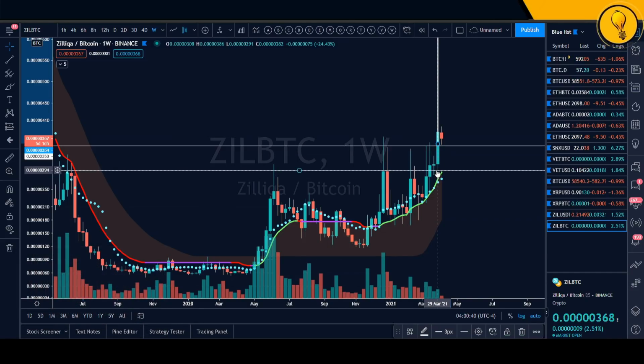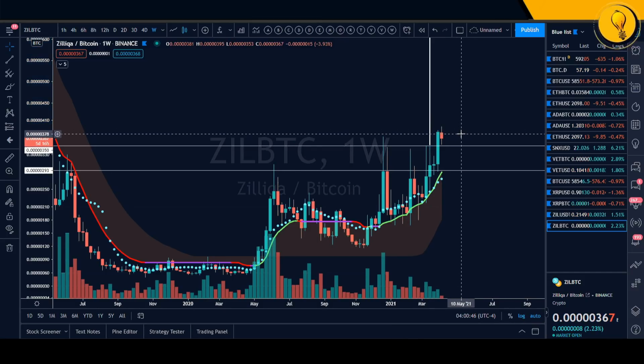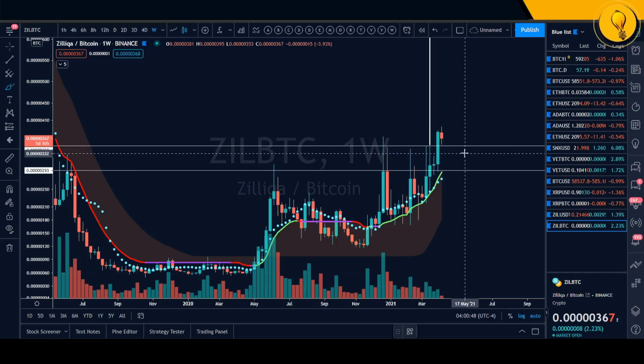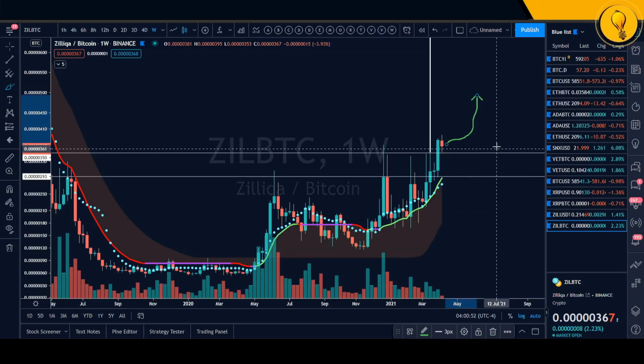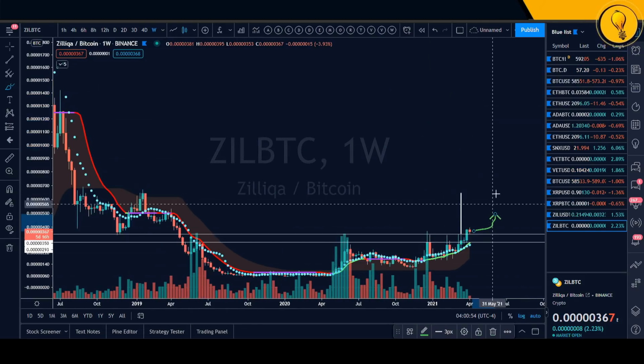So there's two ways to play this, right? You look for continuation from right over here. Essentially, you're playing a support and resistance play on a trend continuation basis. And in that case, I'd be looking for a target of around 500 Satoshis. So look at that. That win over there is probably around 45%. I believe it's 42%. So 42% towards the upside.